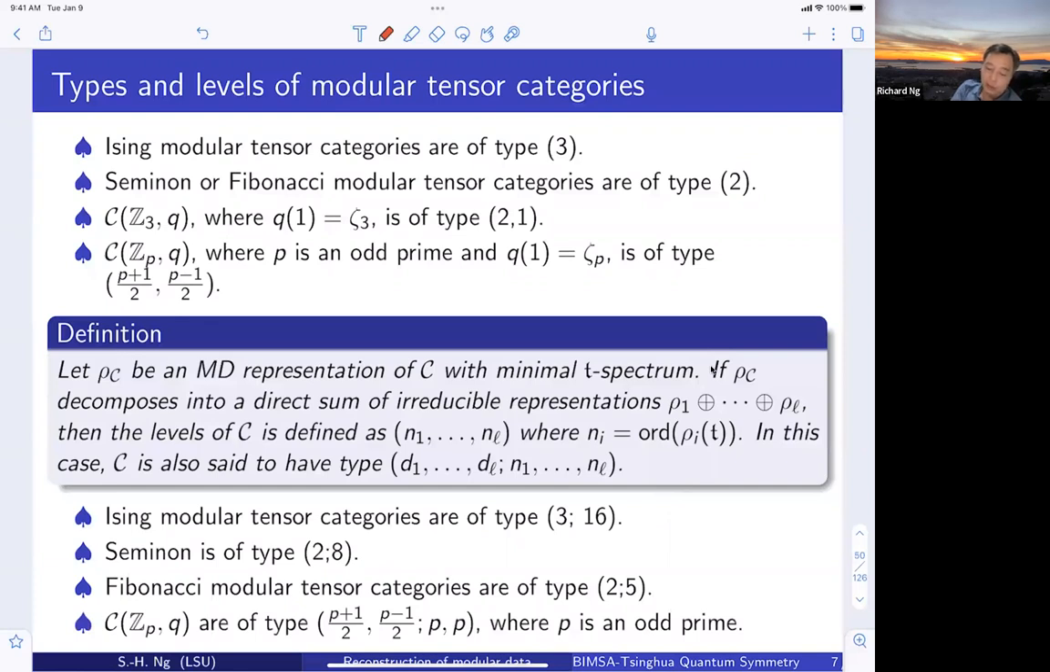And for the one that we mentioned before, the Weil representation of the quadratic form on Z_p with quadratic form Q, the type is: we write the dimension (p+1)/2, (p-1)/2, and the levels are both p. So again, you don't have any modular tensor category which is not pointed of this type so far.